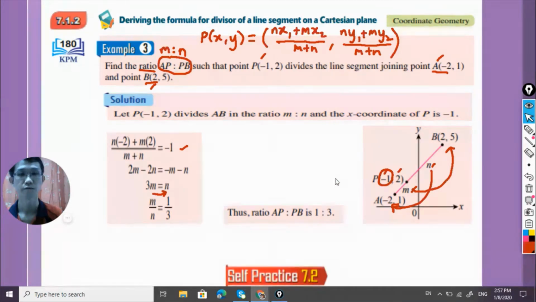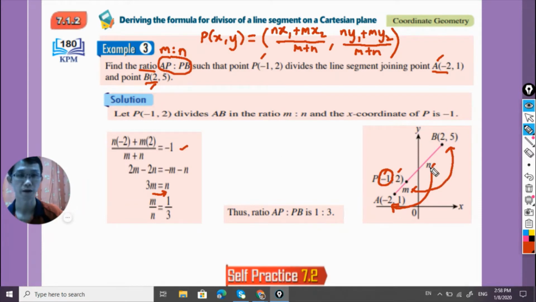So let's say you do not wish to use coordinate x to get the value of m to n. You can always use the coordinate y to solve and get the ratio m to n too. For example, let's say I try to link the coordinate y up, the coordinate y of points A, B, and point P. So I should get this expression and equation.